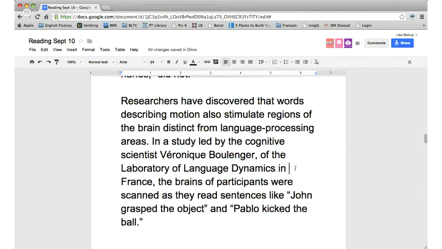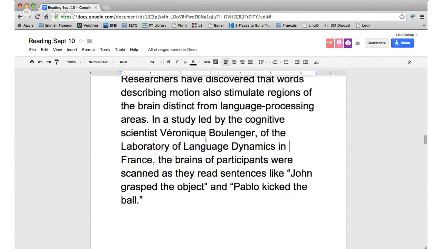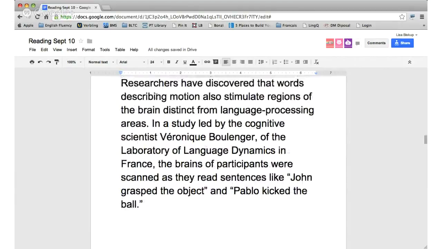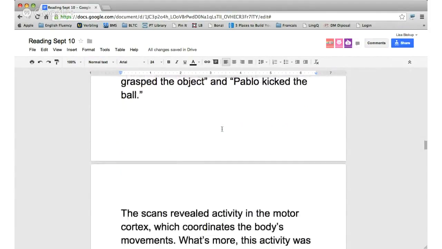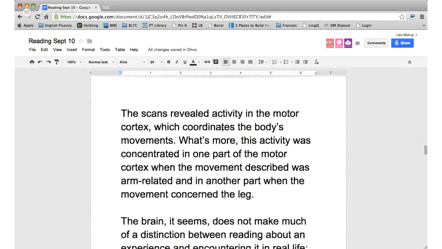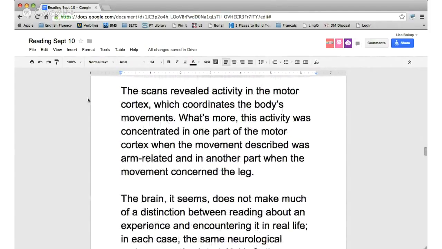So she's just continuing to describe the basic idea that depending on what words you're reading, different parts of your brain are being activated. We're going to get into why this is a big deal, her reason for writing this.